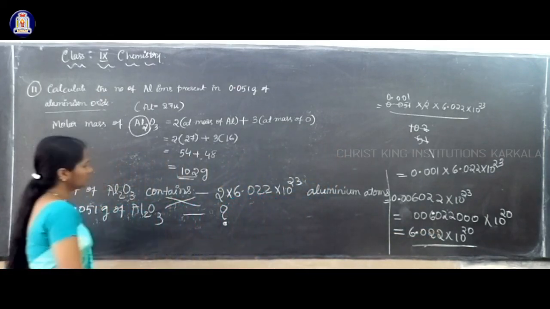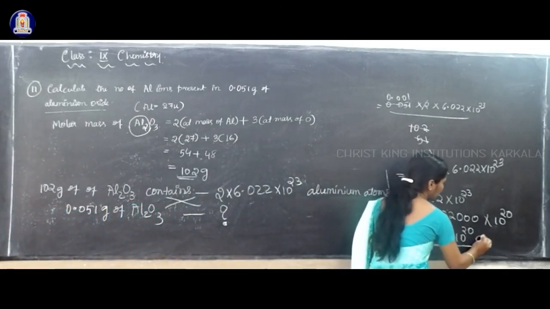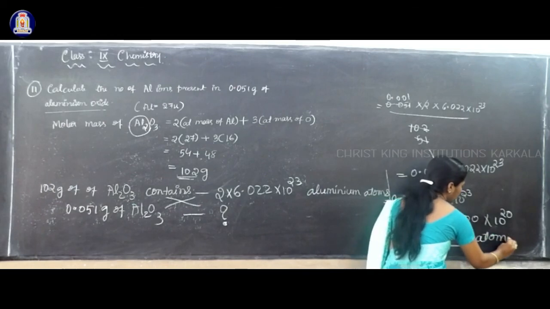What is this 10 to the power 23? These many aluminium atoms are present.